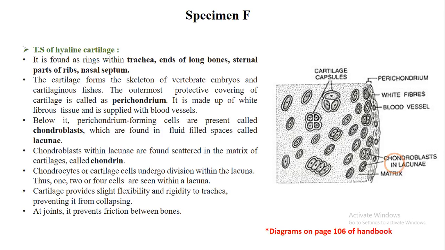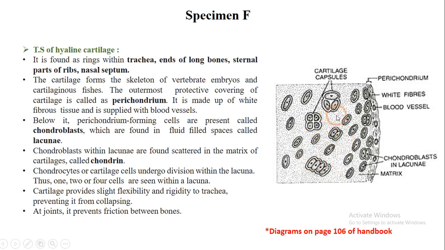Now if we study the transverse section of this hyaline cartilage, the outermost protective covering of this cartilage is called the perichondrium. This perichondrium is made up of white fibrous tissue, and it is supplied by blood vessels. Below the perichondrium, there are some cells called chondroblasts. All the chondroblasts are enclosed within the lacuna. There is a matrix in which the chondroblasts are placed, scattered in this matrix, and this matrix is called the chondrin.